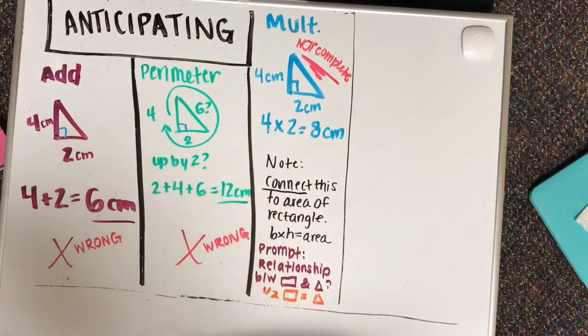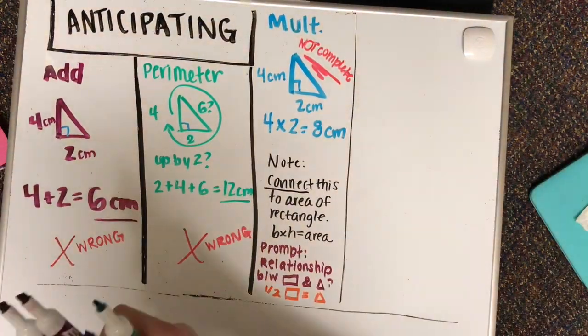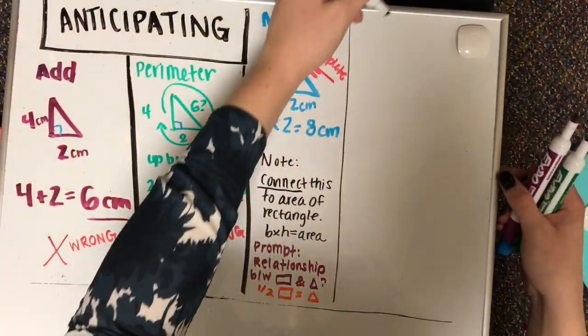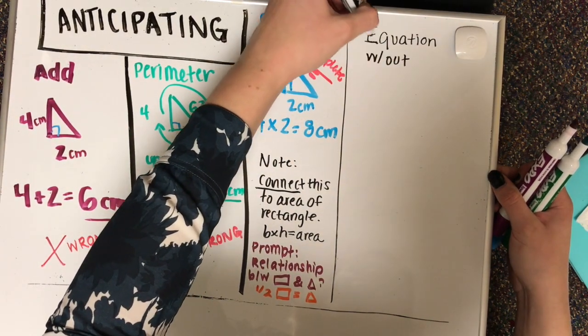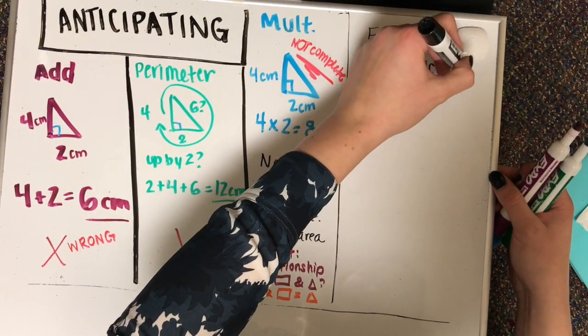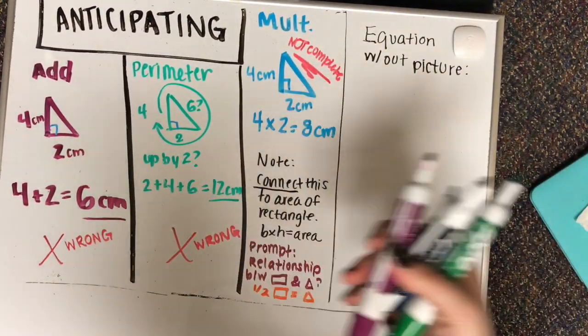So the first 2 are obviously wrong. The third one is not complete. So it's a great place for students to start, but it's not a completed thought yet. So we really want to push students a little bit further.